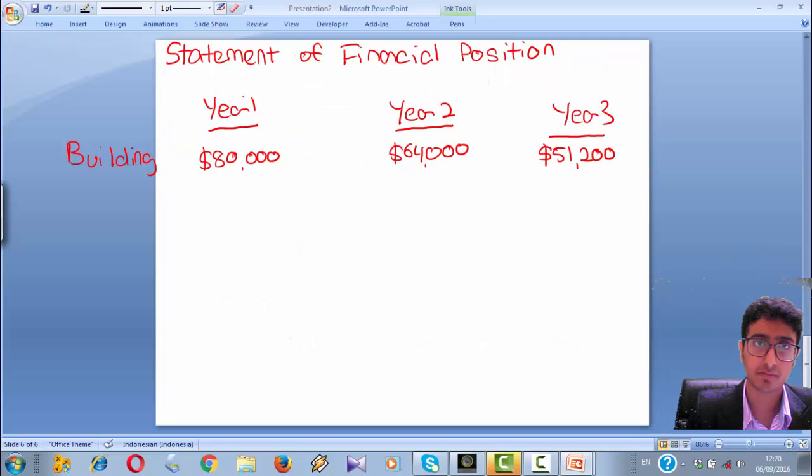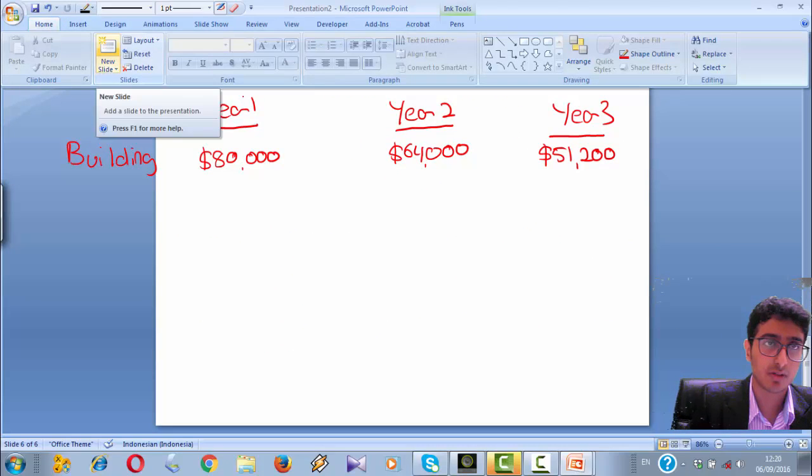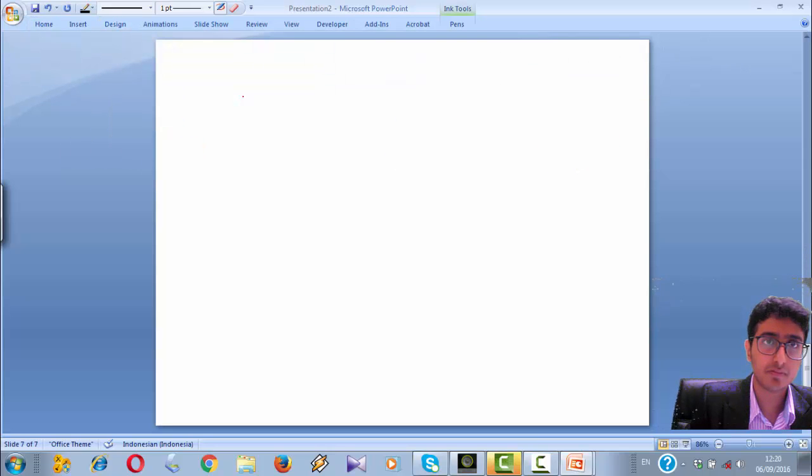Now, there can be another scenario, another scenario where the depreciation policy is changed through the life of the asset. An example would be like this.